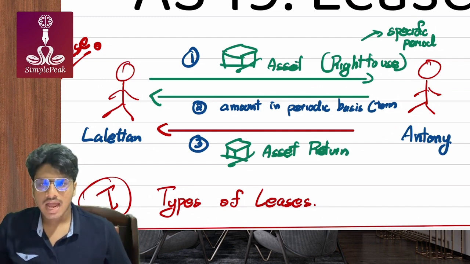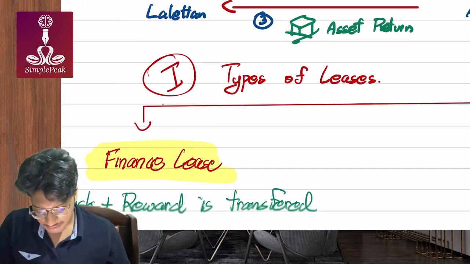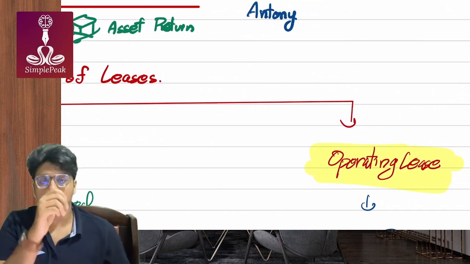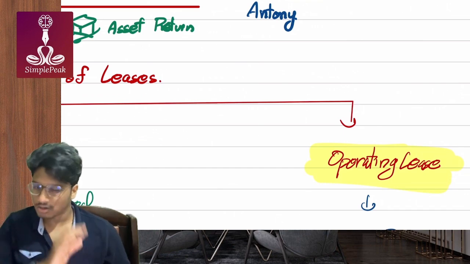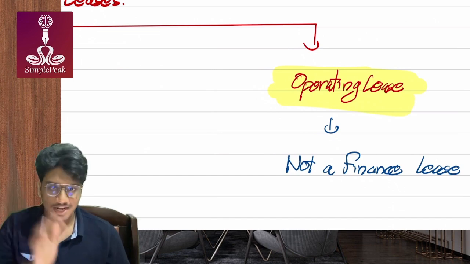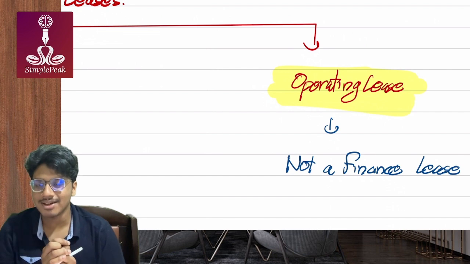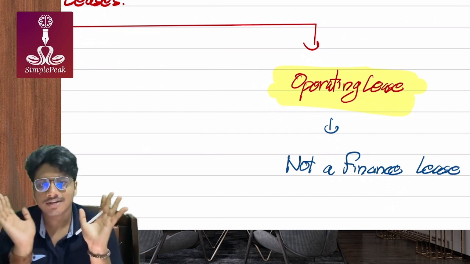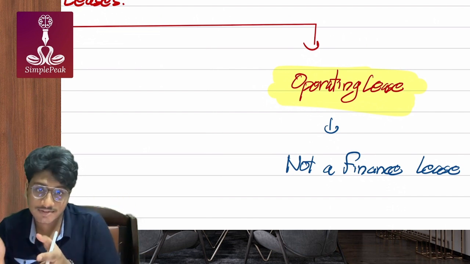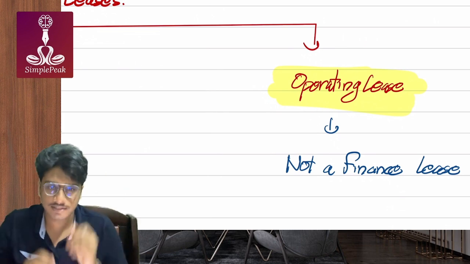There are two types of leases that we're going to learn in Accounting Standard 19: finance lease and operating lease. The comical part is that an operating lease is something which is not a finance lease. Just like what we learned in the Companies Act, an operating lease is something which is not a finance lease. So we will understand what a finance lease is in a proper manner.